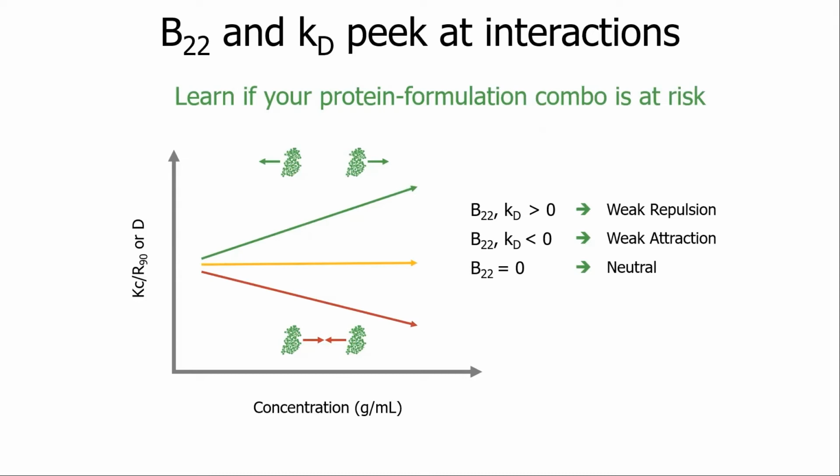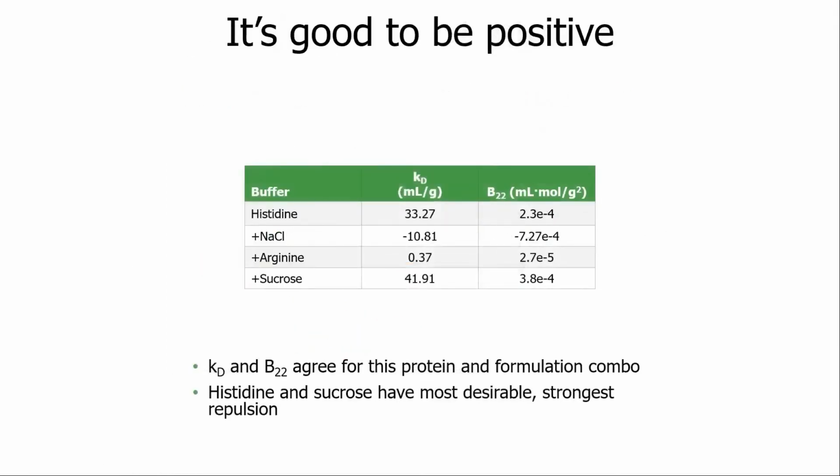The flip side of that is a protein with an increasing diffusion coefficient, behaving like it's smaller, which would have self-repulsive interactions and be less at risk for aggregation in that formulation. In this case, let's look at the result quickly in a table to compare across the 4 different excipients that we're testing. For KD, histidine and sucrose perform extremely well, so they are showing highly repulsive protein-protein interactions in these 2 buffers. Arginine is quite neutral, and sodium chloride is tending towards aggregation. B22 in this case agrees, although that's not always a guaranteed correlation.